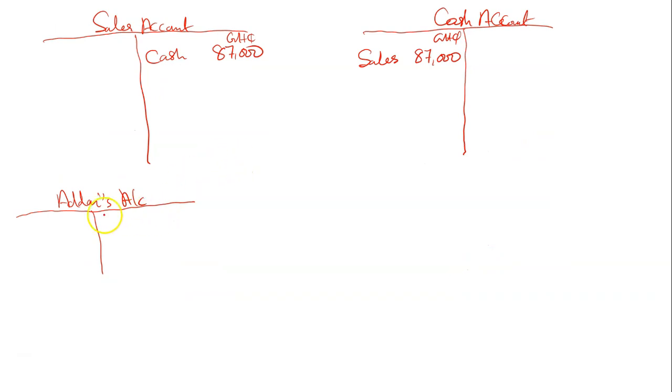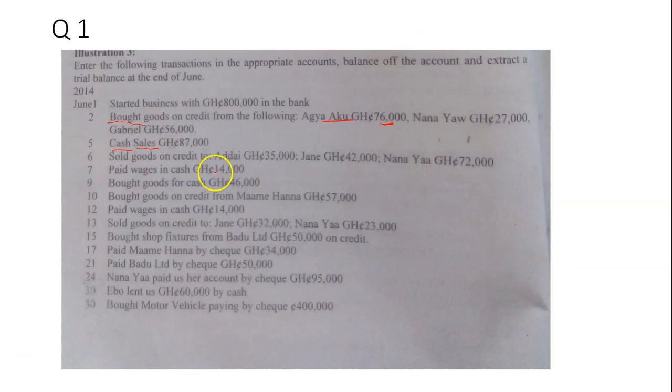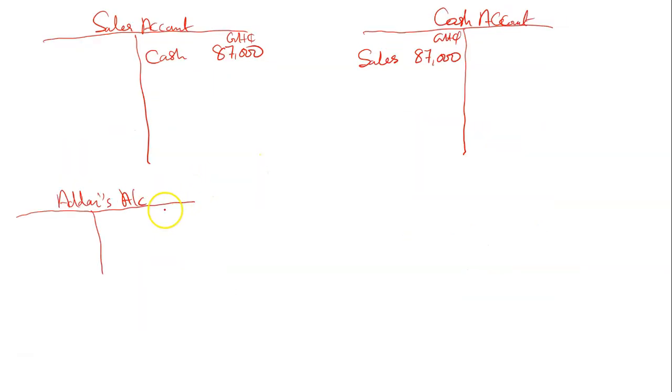So let's debit Adai's account in the name of sales. How much? 35,000. So we debit Adai's account 35,000 Ghana cedis in the name of sales. So when we go to the sales account, we record it as Adai. Since the side is debited, the sales account should be what? Credited. So 35,000.